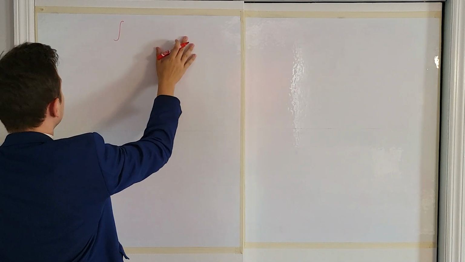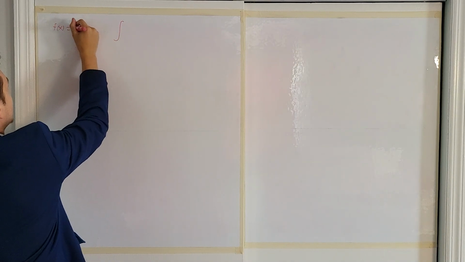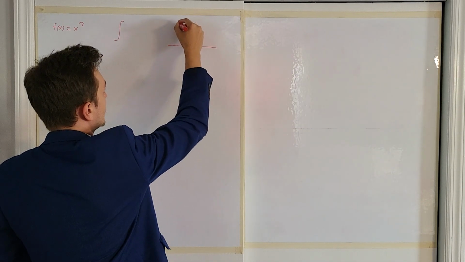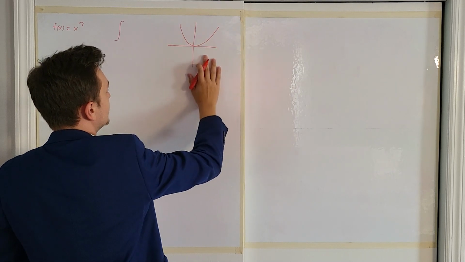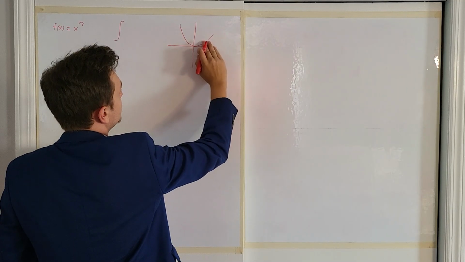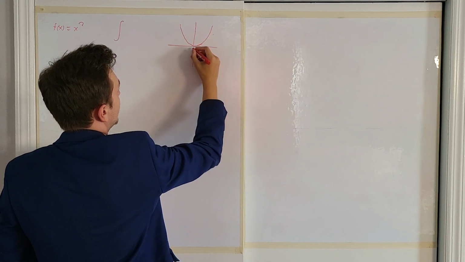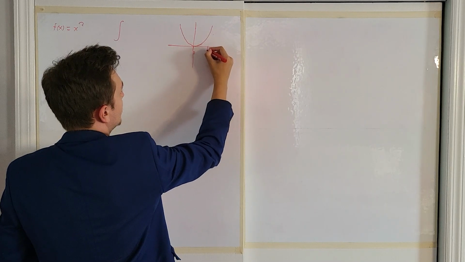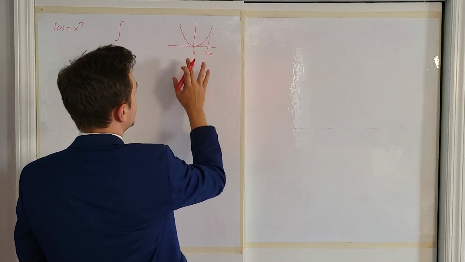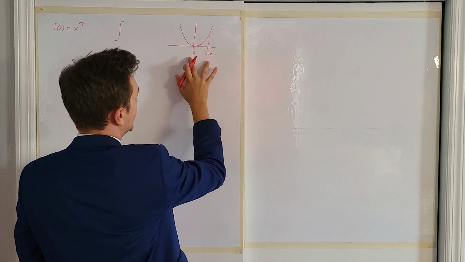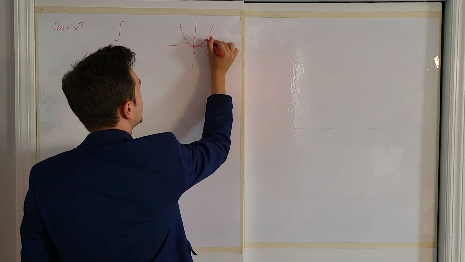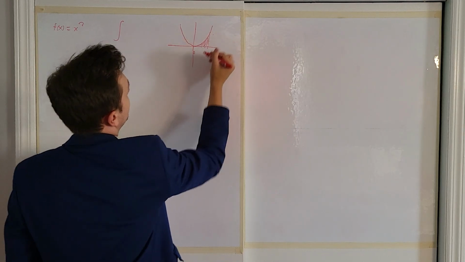So let's say that I give you f of x equals x squared. Let's say we're trying to find the area under the curve of a parabola, f of x equals x squared, from x equals 0 over to x equals 2. When I'm trying to find that area under the curve, it's the area bounded between x equals 0 and x equals 2 and between my curve and the x-axis. So that's going to be this shaded region right here.